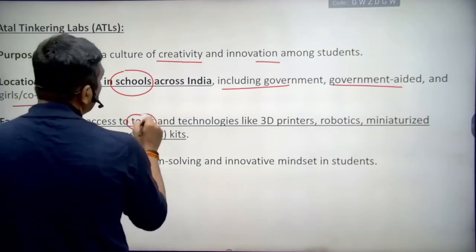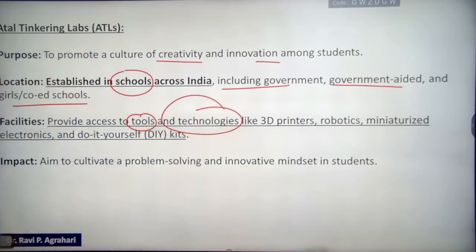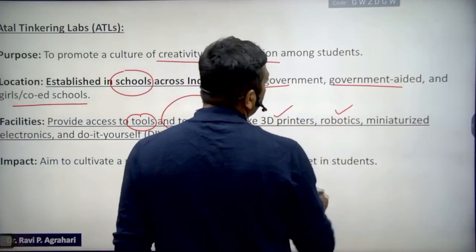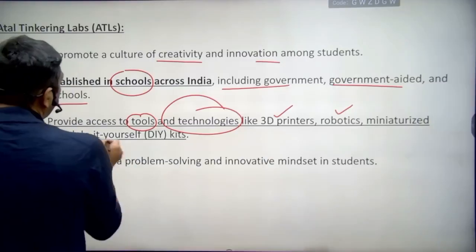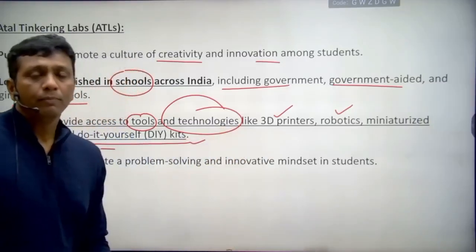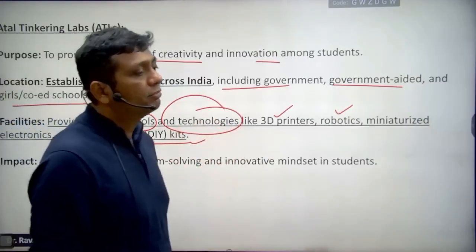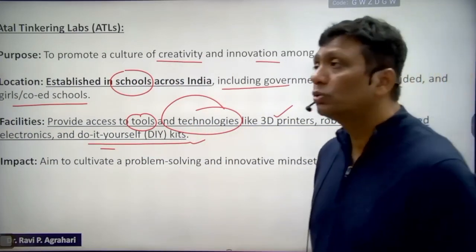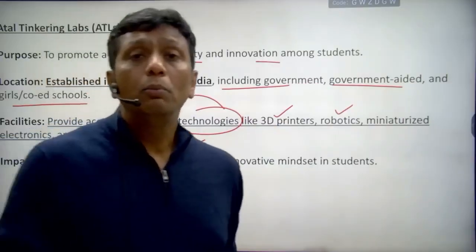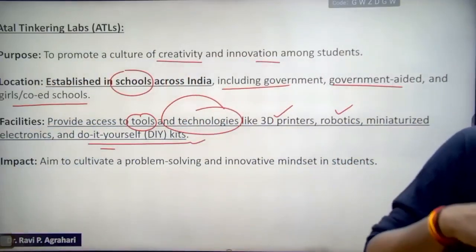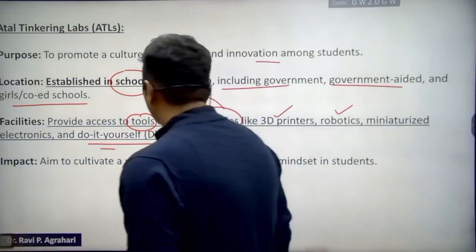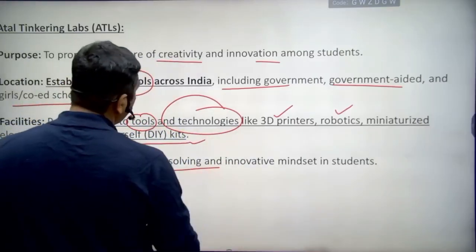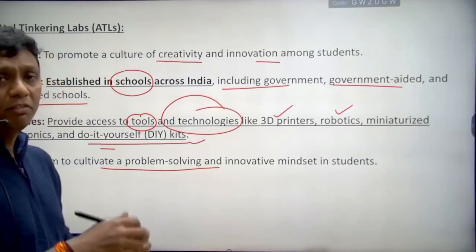Actually, here we are providing some tools and technology. What kind of tools and technologies? Like 3D printers, robotics, miniaturized electronics, and do-it-yourself kits. Actually, all this comes from the government side. Government is providing it because school-level students should get more and more benefits. Benefit means a kind of interest which should come. In such a way, guys, it will cultivate a problem-solving and innovative mindset in the student.